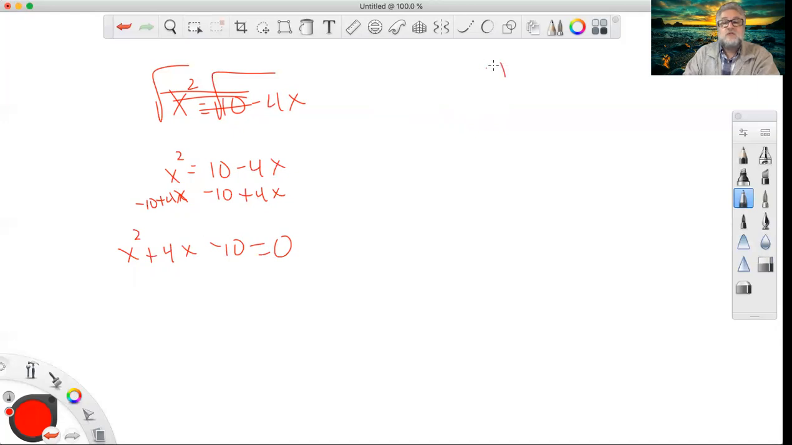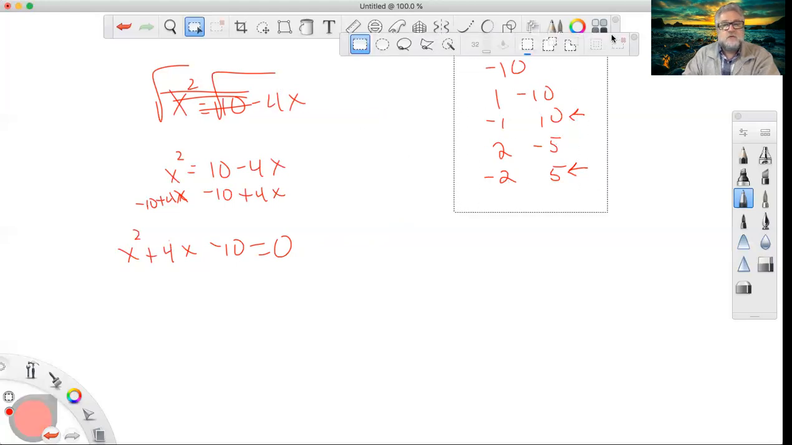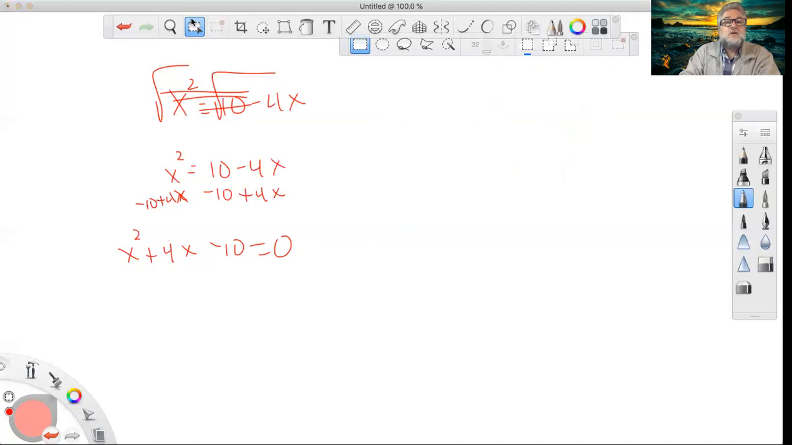Now we got to look at this and ask, what are the factors of 10? For minus 10, it would be 1 and negative 10, or negative 1 and 10, or 2 and negative 5, or negative 2 and 5, and that's it. Do any of these add up to give me the middle number, a plus 4? This will give me a plus 9, that's close. This will give me a plus 3, that's close, but it's not plus 4. So this means this cannot be factored. So we're out of luck with the easy way. So now we got to do it the hard way. And we could complete the square or do the quadratic formula.